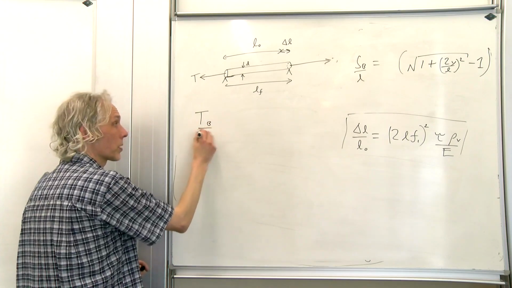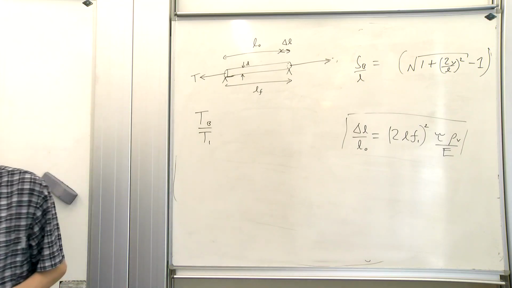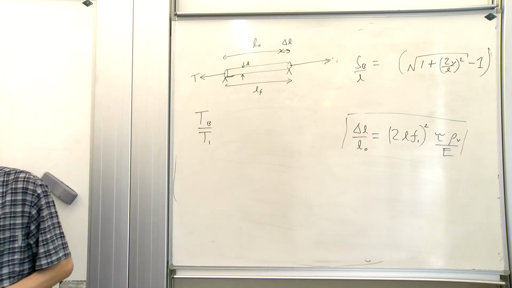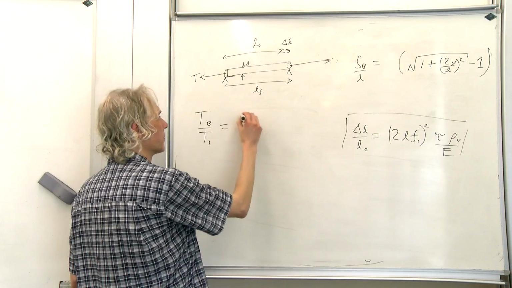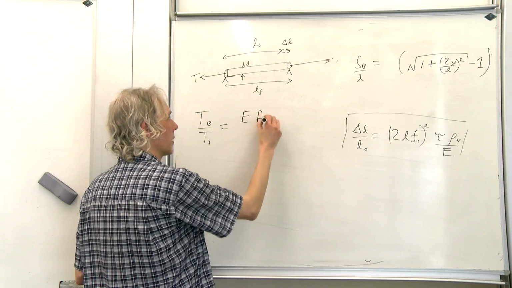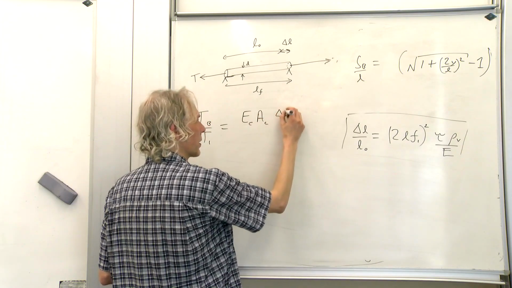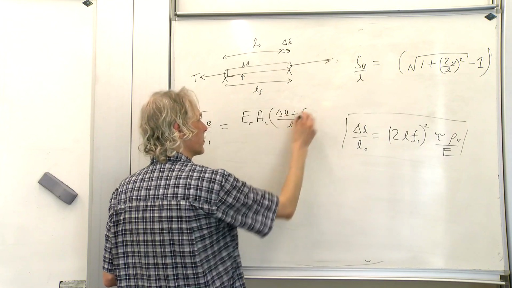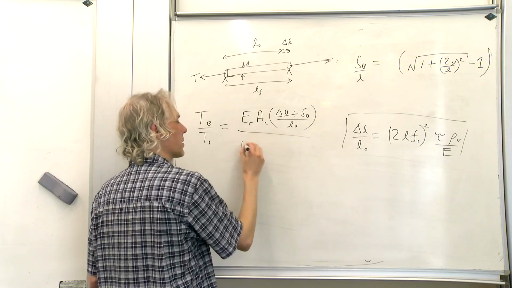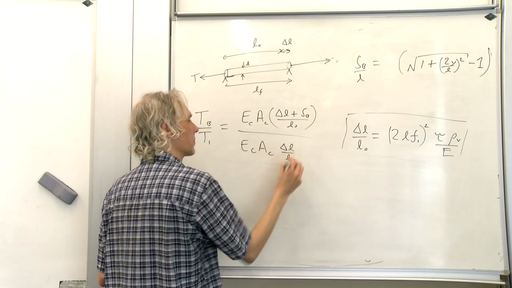Okay, so we're going to work out the tension when it's bent compared to the tension when it's not bent, and that is going to be E_C A_C, and then we've got the delta L plus the delta B over L naught, divided by E_C A_C delta L over L naught.